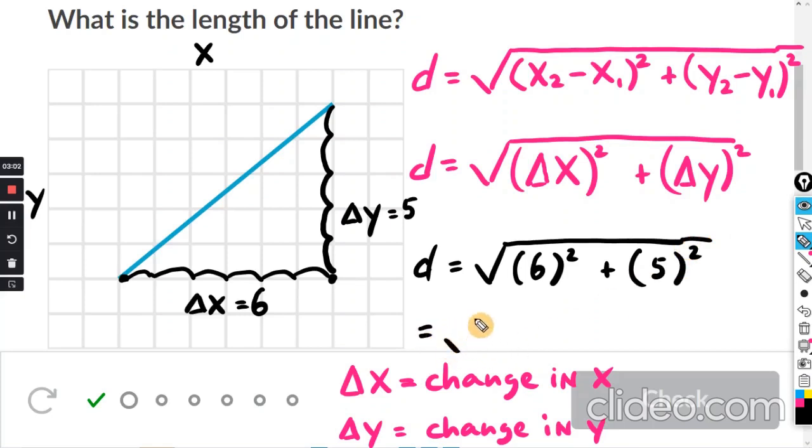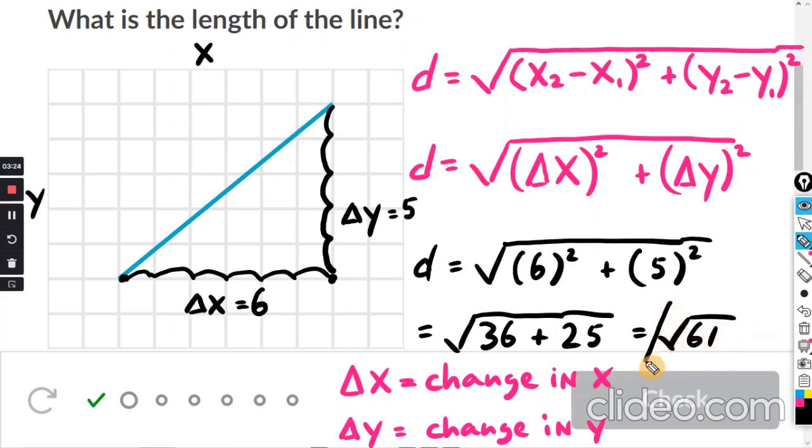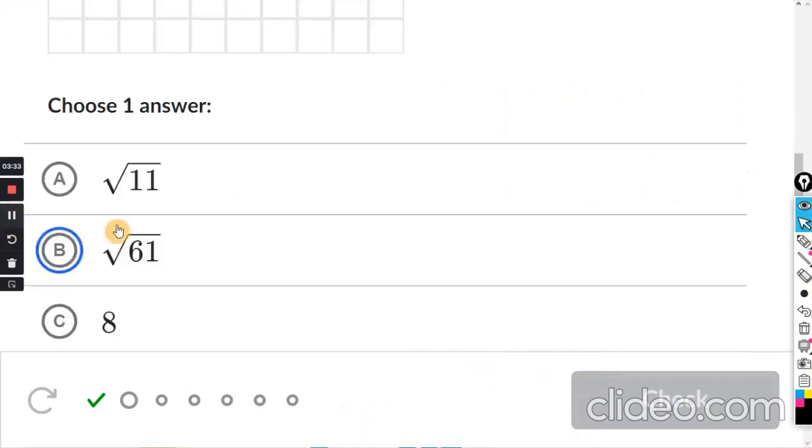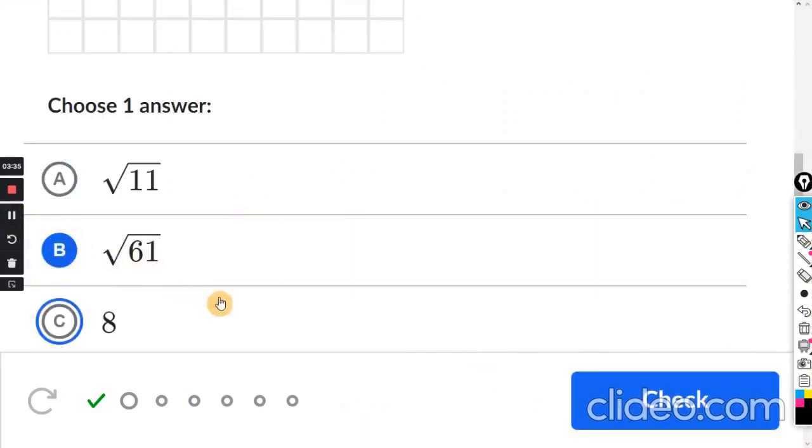All right, so we still have the square root. Make sure you maintain that. 6 squared is 36, plus 5 squared. 5 squared is 25. And 36 plus 25 gives us 61. So make sure you keep the square root, radical 61. Okay, I believe these are multiple choice, so that would be the final answer. All right, and here we go. Answer B, radical 61.